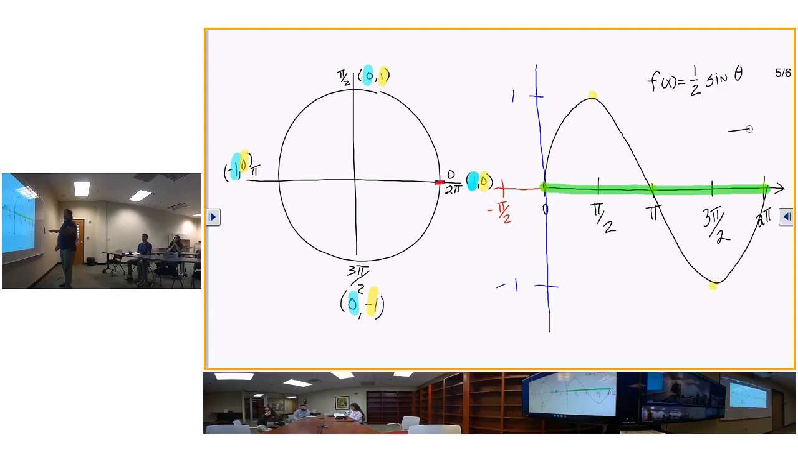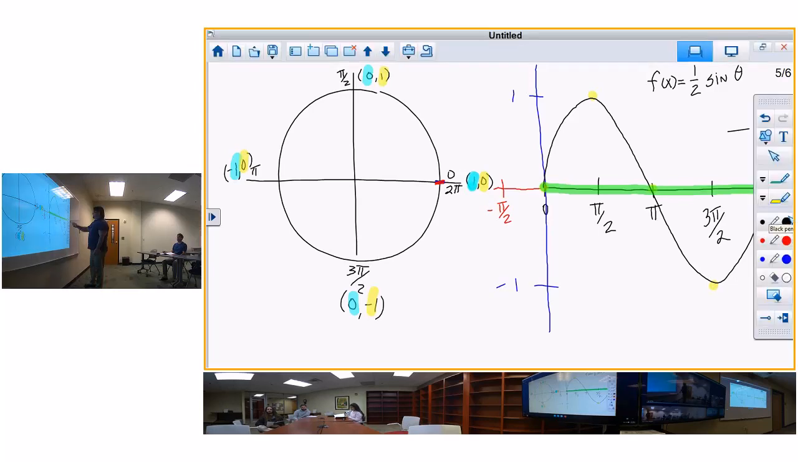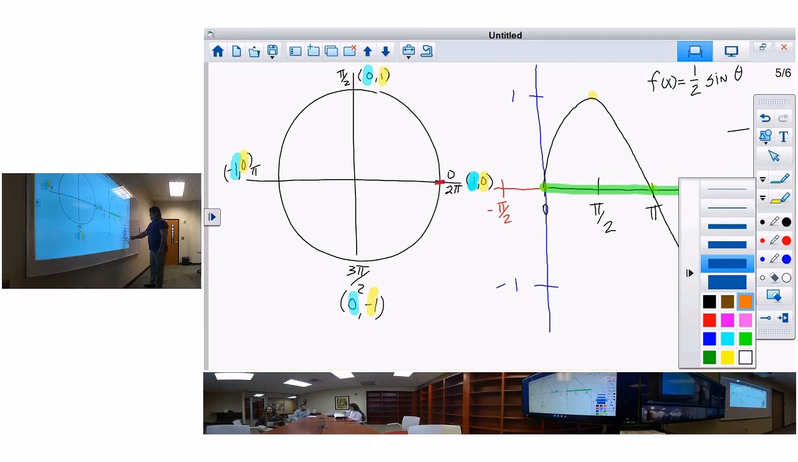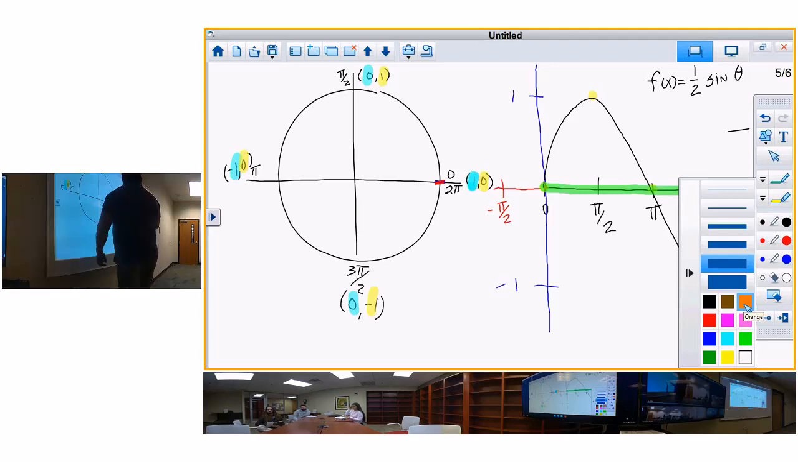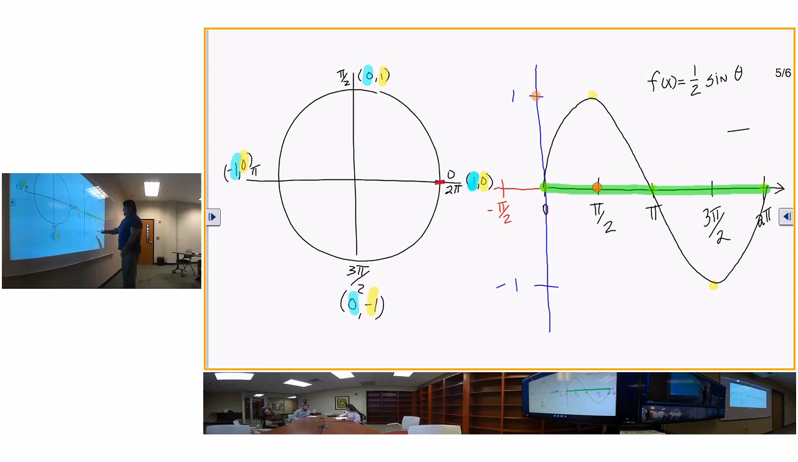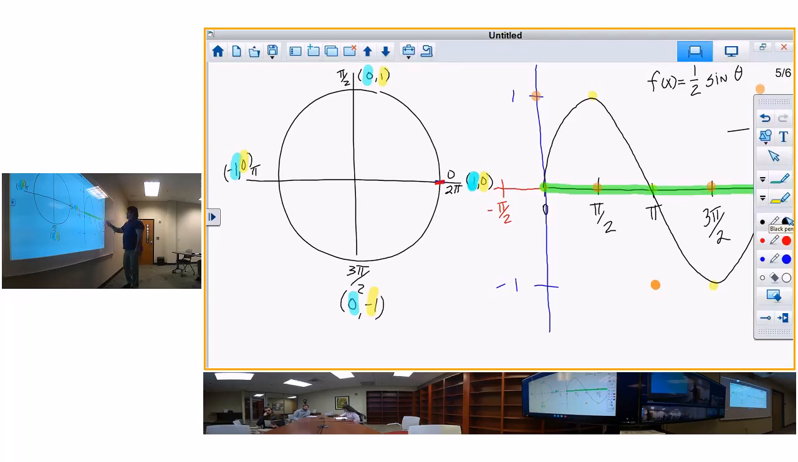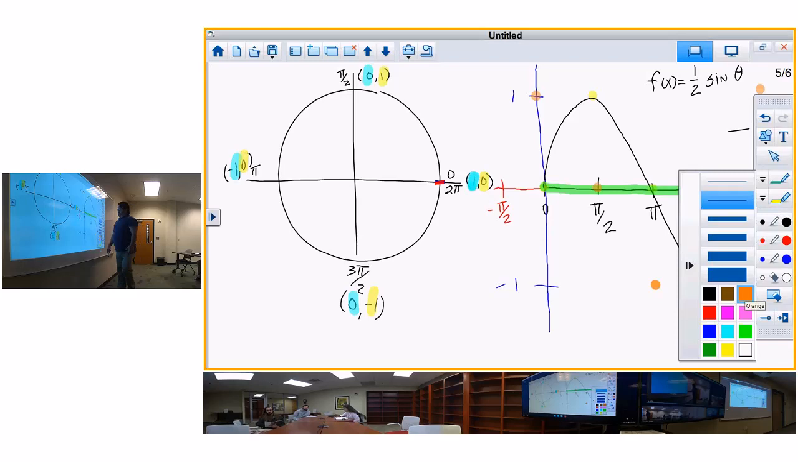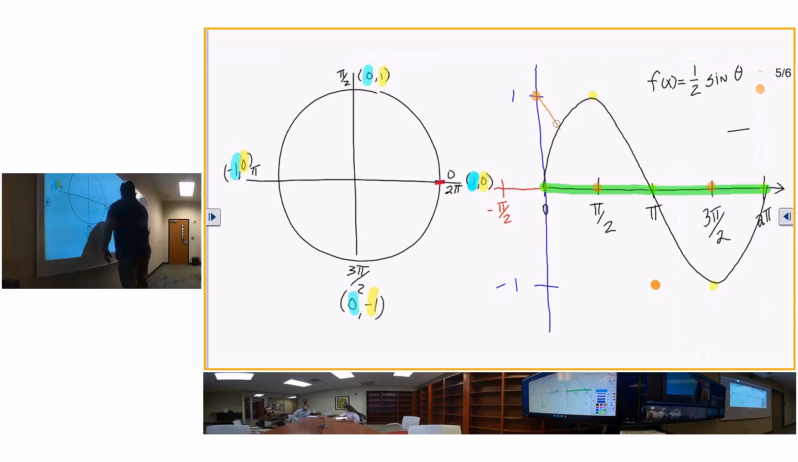Now let's do the cosine. So I'm going to do the cosine in another color. We'll do the cosine in that burnt orange. Okay, so what is the cosine of 0 degrees? 1. What is the cosine of pi over 2? 0. And of course you see -1 here and here. And you see that the cosine is kind of like the what? The inverse.